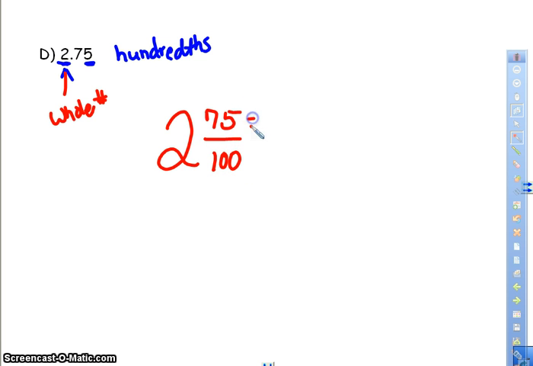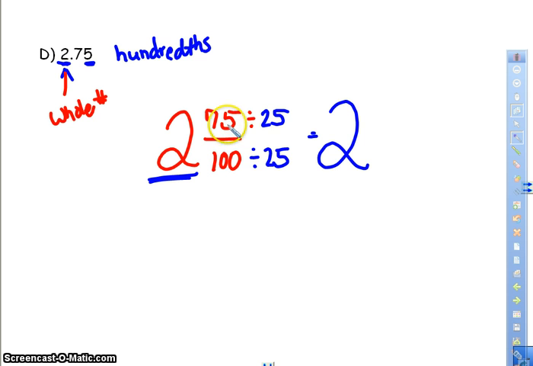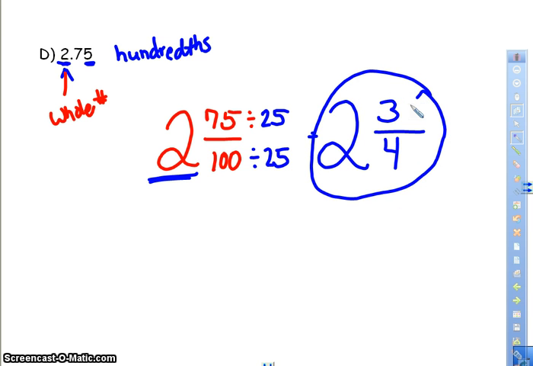When I simplify, I'm going to simplify by 25, and I have to make sure I include my 2. So I'm going to put my 2 out there first. 25 goes into 75 3 times. 25 goes into 100 4 times. And now this is in simplest form, so my answer is 2 and 3/4. So when I have a number with a whole number in front of the decimal, it's very important that you make sure you include that in your answer, and it's going to be written as a mixed number.